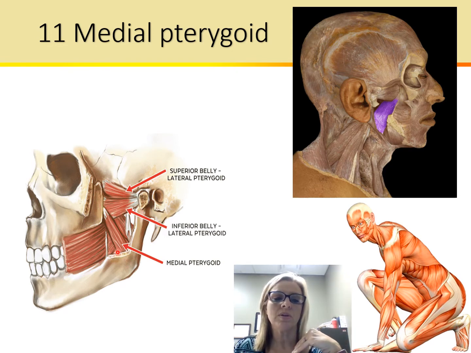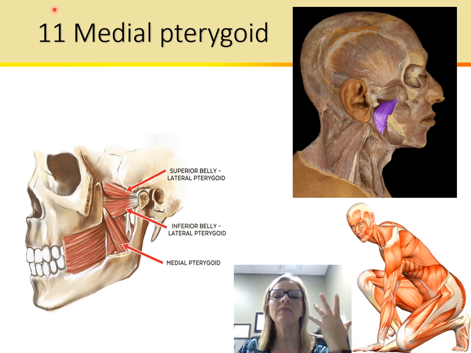And you can tell this one is more horizontal, and this one is more vertical. And so here's the medial pterygoid, okay? Remember, medial and lateral. This one is going to elevate and protract the mandible.